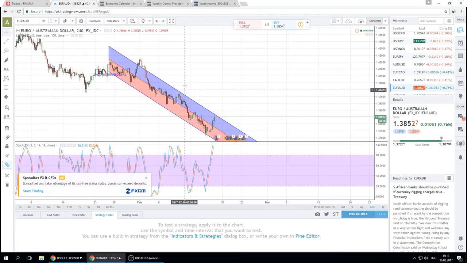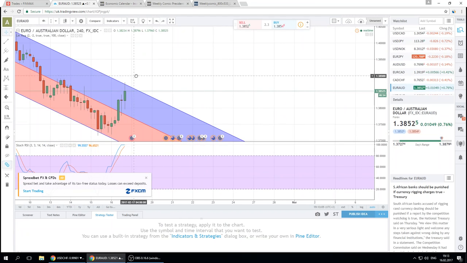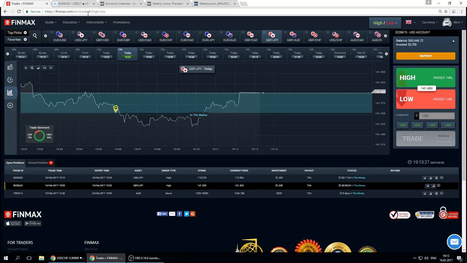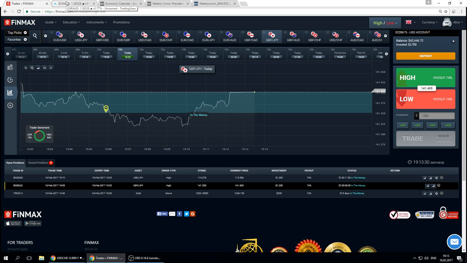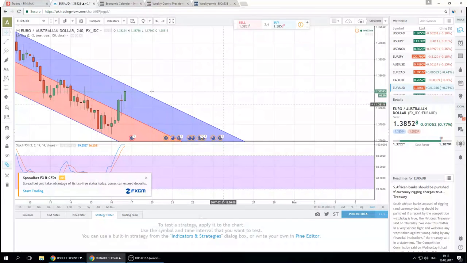Okay. What do we have here? So Euro Australian dollar. The prices were really volatile today, so you see this candle. It has a really thin body that shows us that there was huge volatility on the market.